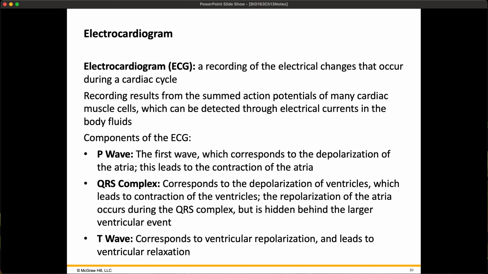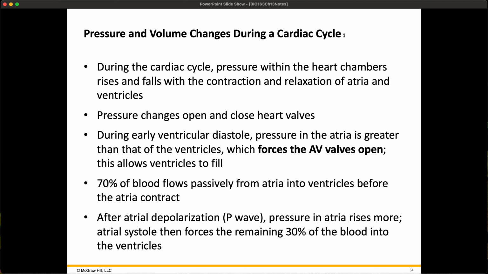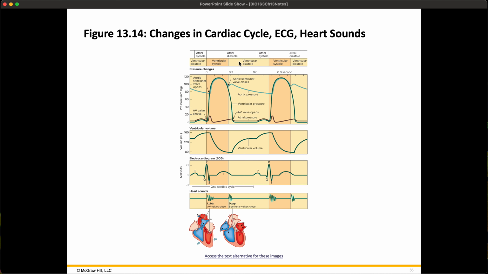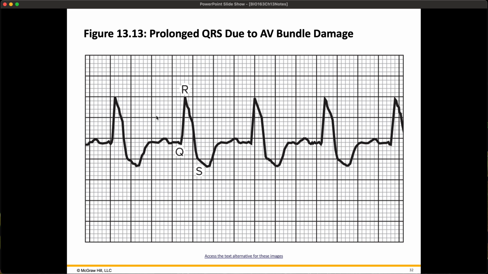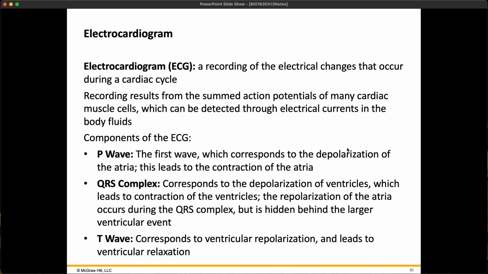And it will help you, because when we get into a couple of slides, which I'm going to jump into real fast here, this is like the master slide, the primary slide for this chapter, because it talks about pressure, volume changes, electrical changes, heart sounds, as well as the cardiac cycle up here, diastole and systole. If you can understand this and how all these things relate, you're doing really well with this chapter. So that's why I throw that in here.